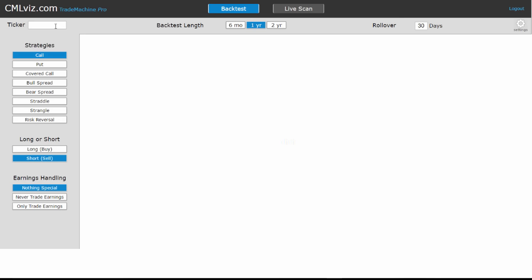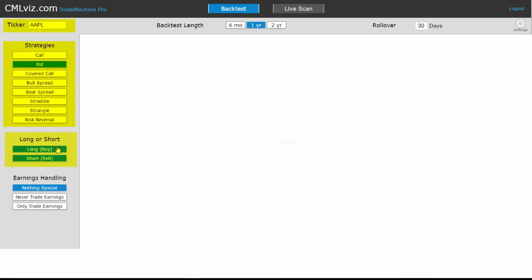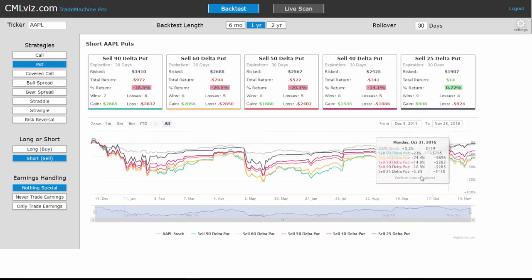Let's get started. We enter a symbol, pick a strategy, choose long or short, decide how we're going to treat earnings. For now, we'll do nothing with earnings. We choose the length of our backtest, and then how often we want to trade. In this case, we'll just trade monthly options. And here are our results.